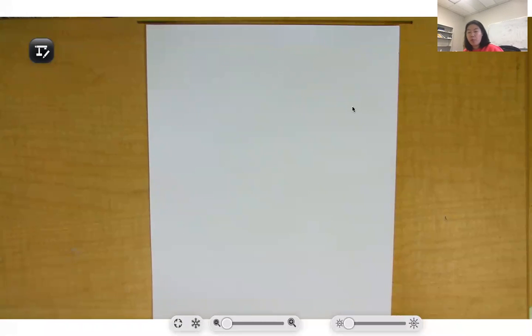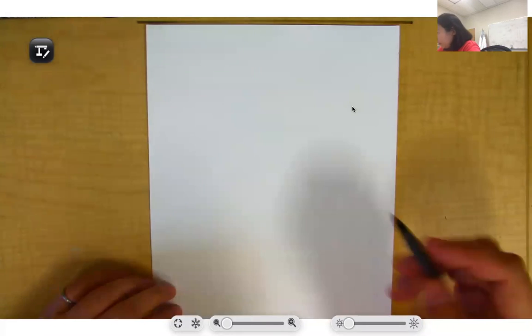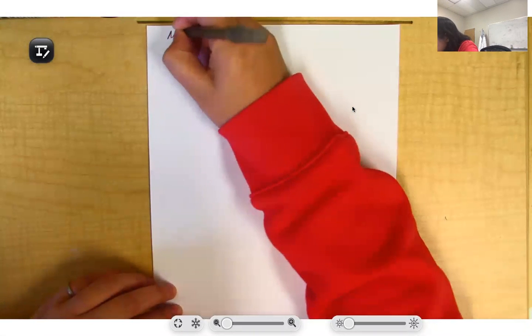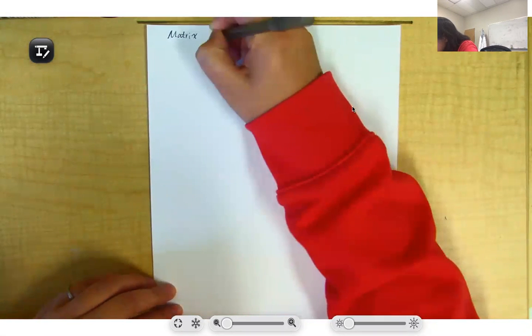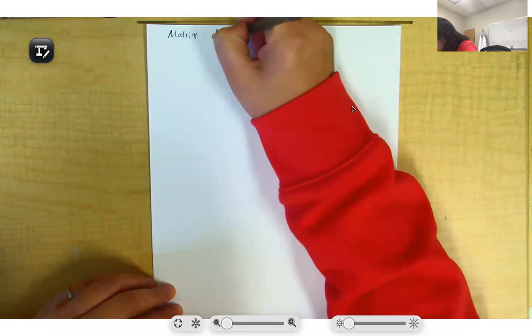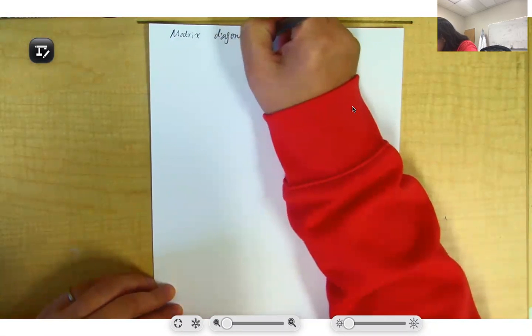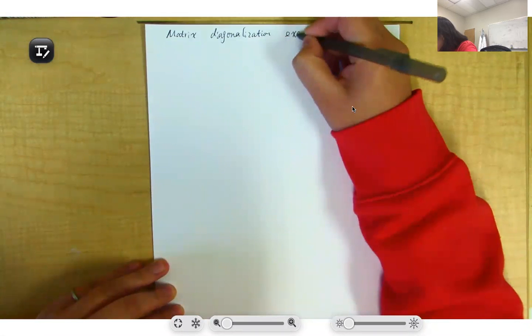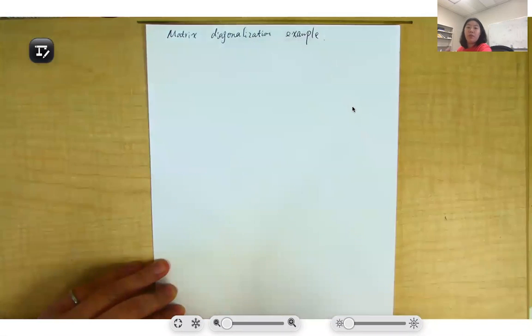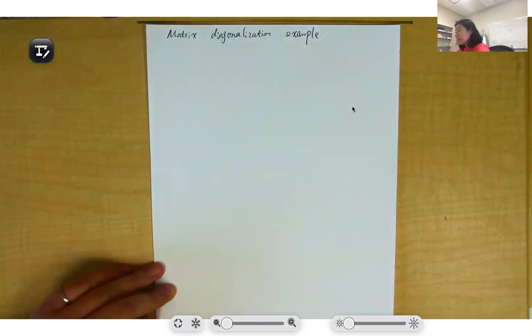Let's make an example for the matrix diagonalization. And we will use the same mass spring damping system.